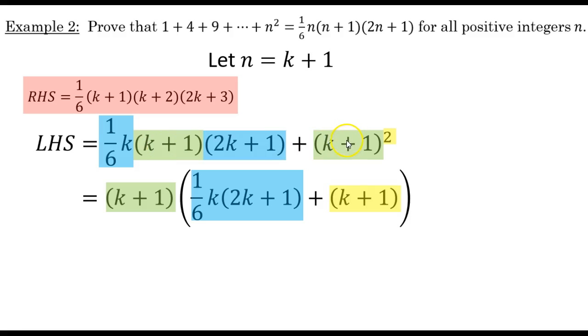So I've taken a k plus 1 in green out the front of those two terms. What's left in blue goes here, and what's left in yellow, because that was k plus 1 squared, goes here. So we've just factorised that.